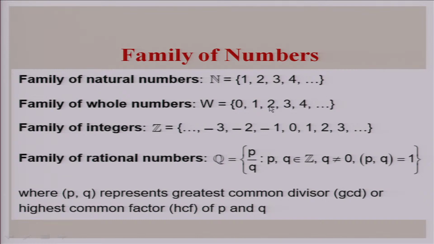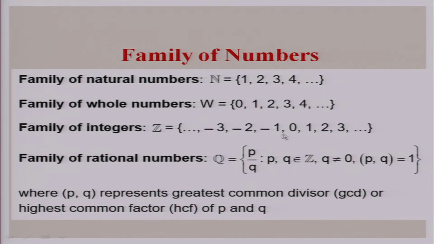But suppose there is no chair in the room, and we want to count how many chairs there are. For the absence of chairs, there is no number in the set of natural numbers. So if we include 0 in the set of natural numbers, 0 represents the absence of something. If there is no chair in the room, we can say that the number of chairs in that room is 0. So if we include 0 in the set of natural numbers, it is the family of whole numbers.